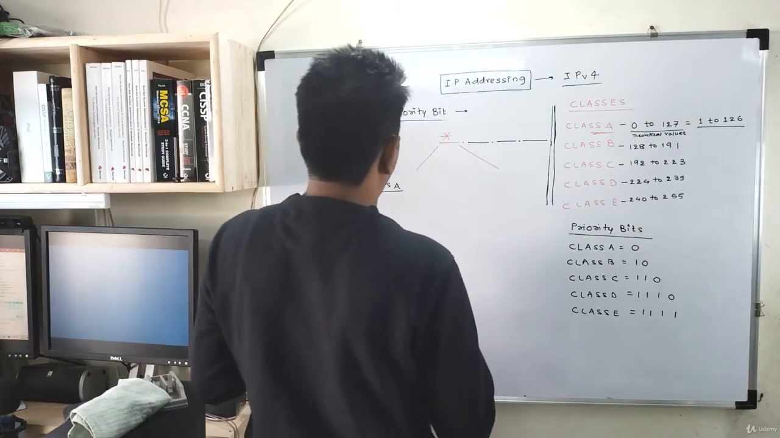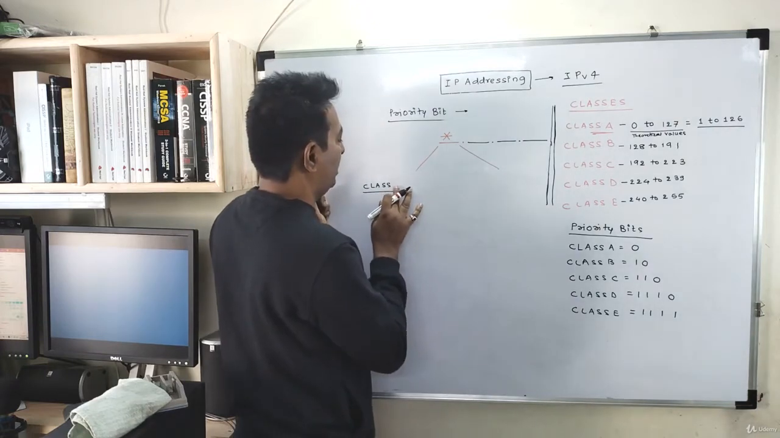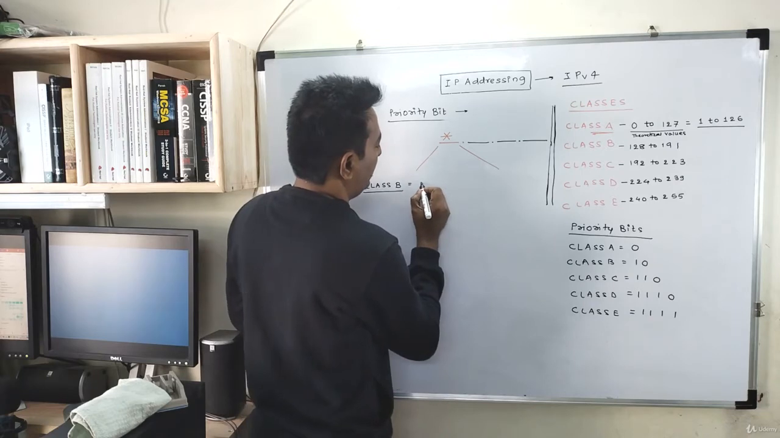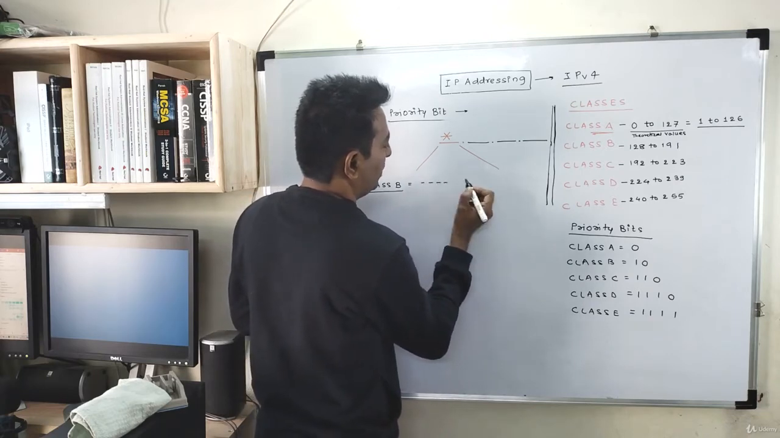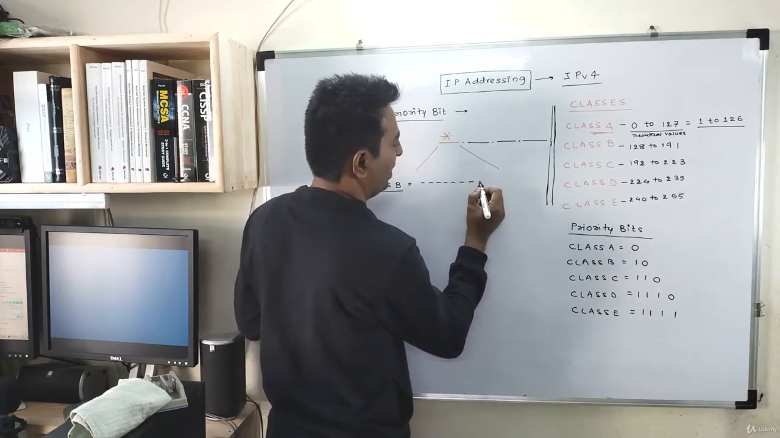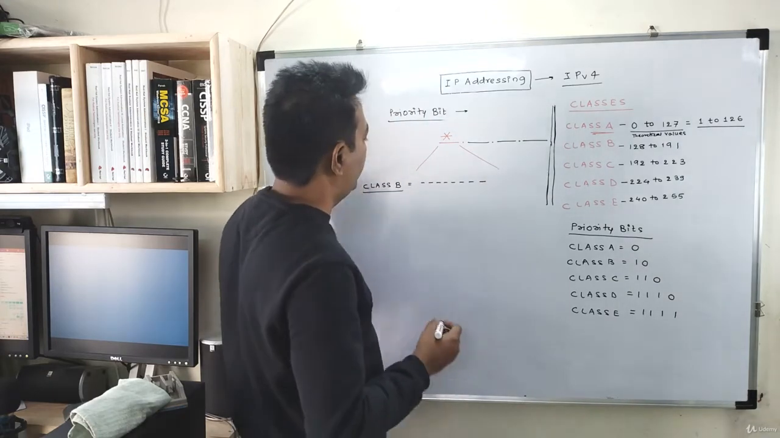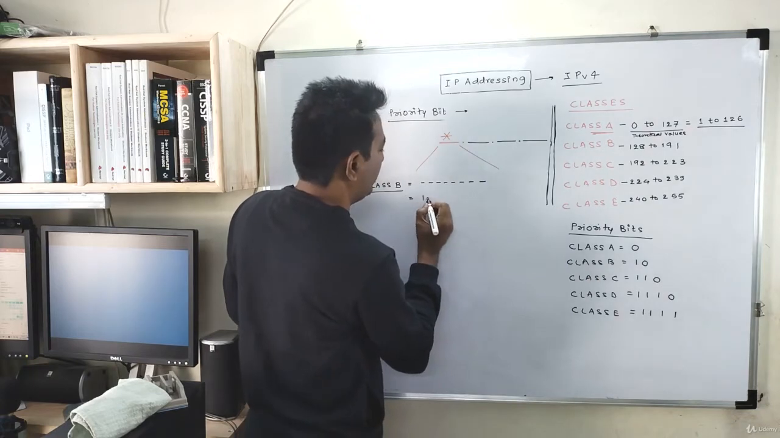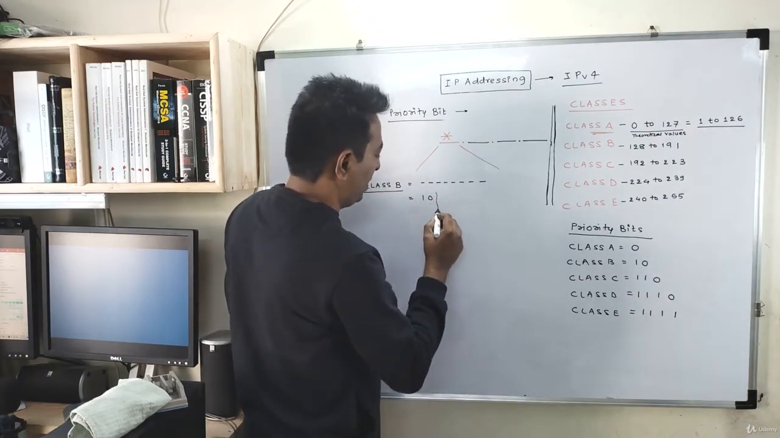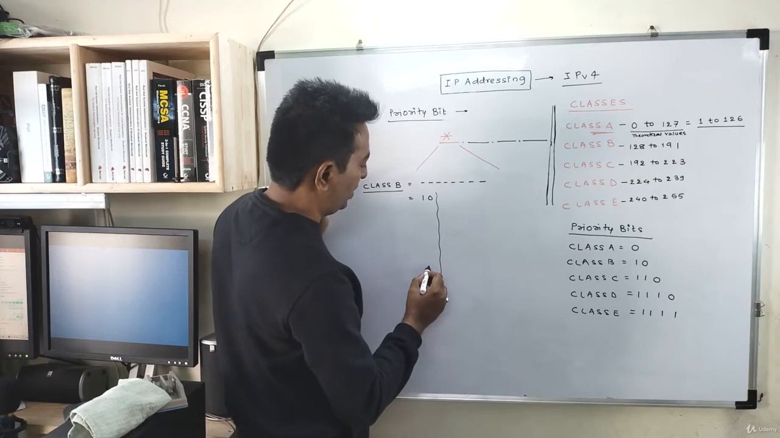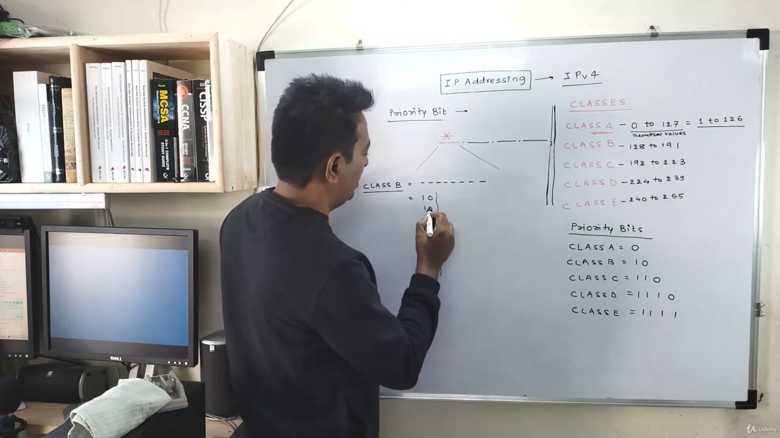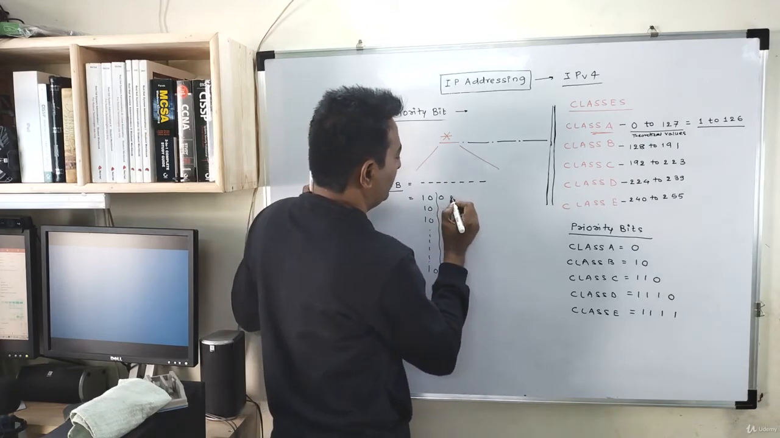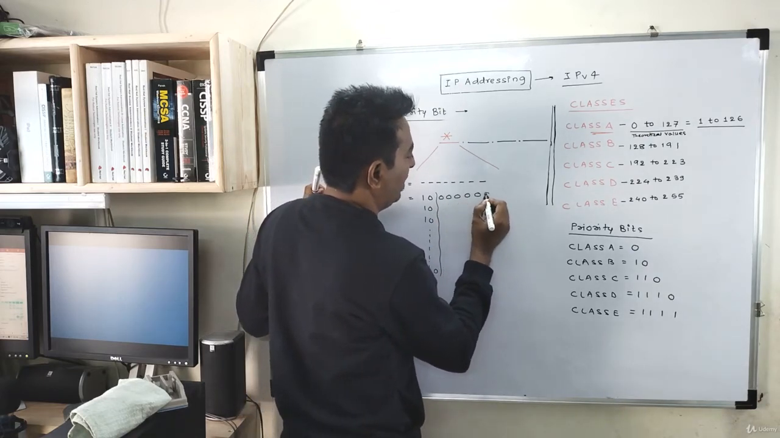Let us consider 8 bits again. So this now becomes class B. So 1, 2, 3, 4, 5, 6, 7, 8. So the 8 bit values I have written here. The priority bit for class B is 10. So this is not going to be changed throughout the range. So 10, 10, and so on. 3, 4, 5, 6, 7, 8.